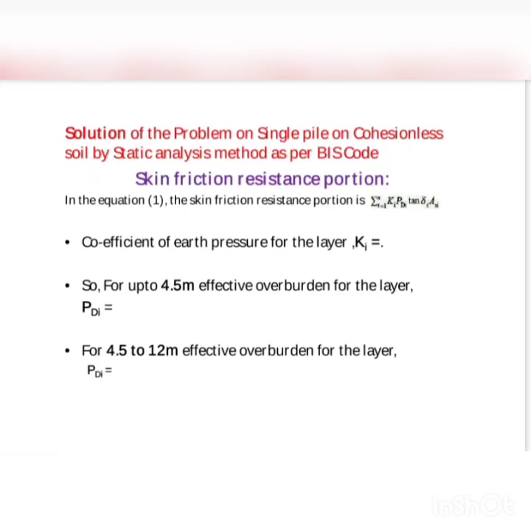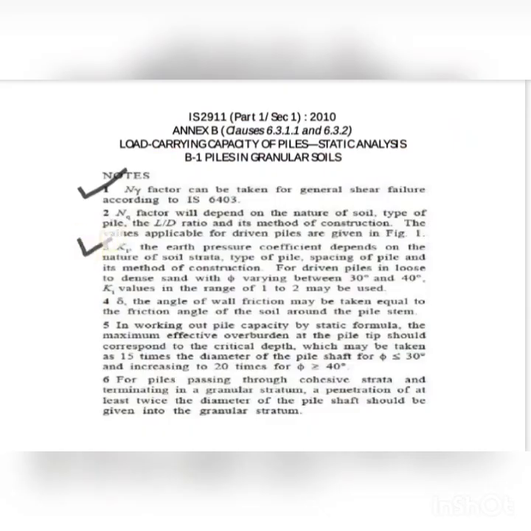So here the value of K we need to find out, that we will get in the note portion. So look at note 3. K suffix i, the earth pressure coefficient, depends on the nature of soil strata, type of pile, spacing of pile and its method of construction. For driven pile in loose to dense sand with phi varying between 30 degree and 40 degree, the Ki values in the range of 1 to 2 may be used.